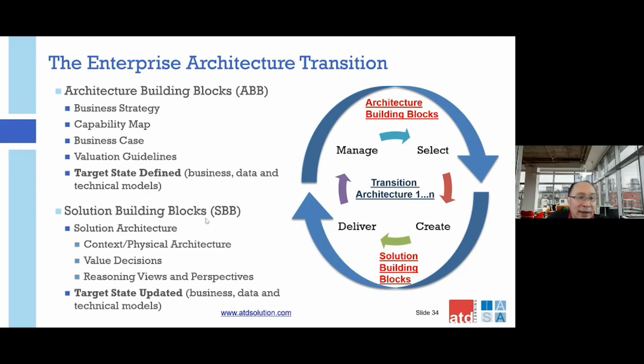This is aligned to TOGAF, which I'm going to share in the next couple of slides, where the solutioning part is where we also define the target states of the solution. Then if there are any changes to manage, we go back to defining the architecture building block in terms of the business strategy, capability map, business case, valuation, and guideline. Then from there, we deliver another project. So this cycle will never end.